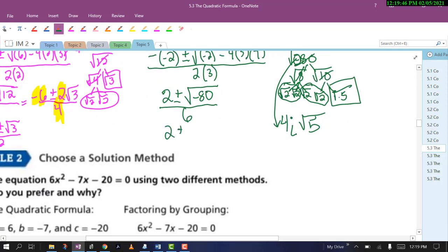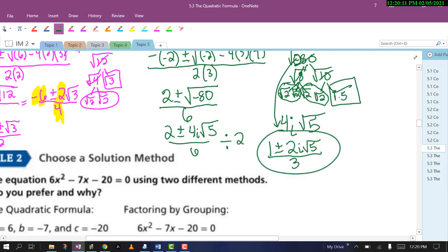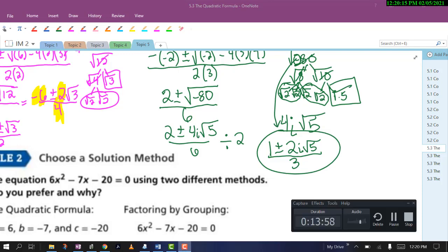So 2 plus or minus 4i root 5 over 6. And again, we can simplify the three numbers, the 2, the 4, and the 6, all by 2. 2 divided by 2 is 1. It doesn't disappear. So 1 plus or minus 4 divided by 2 is 2. Still have i and the root 5 over 6 divided by 2 is 3. There's our solution. Well, not too bad if you go step by step.